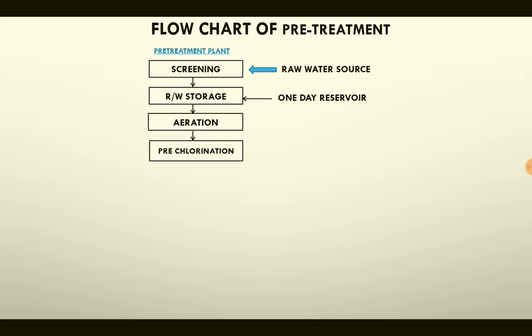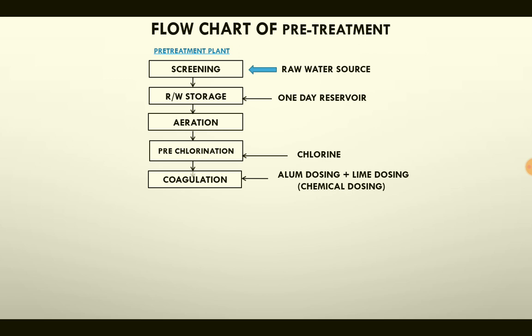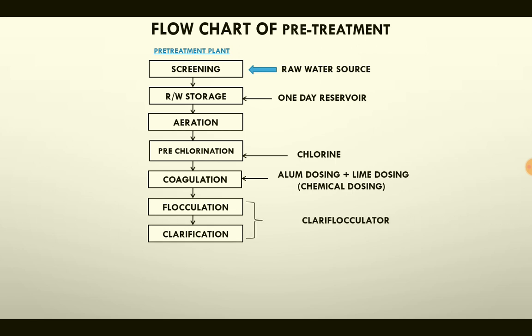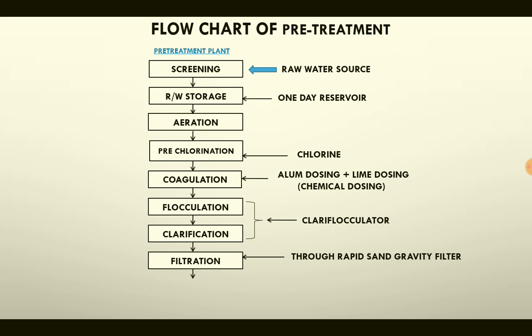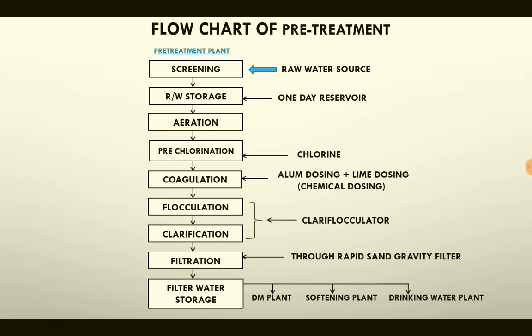Then it is followed by pre-chlorination, where chlorine is added to the water as a disinfectant. It is followed by alum and lime dosing to bring about effective coagulation. It is followed by flocculation and clarification in a common unit which is called a clariflocculator. Finally, the water is filtered through rapid sand gravity filters and it is stored in the filter water storage tank. From here, the water is supplied either to the DM plant, softening plant or drinking water plant as required.